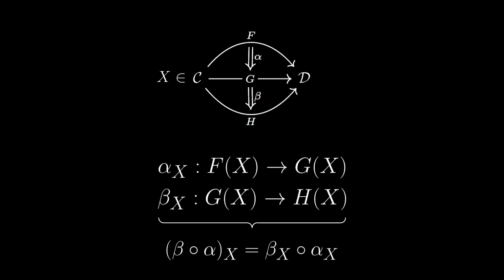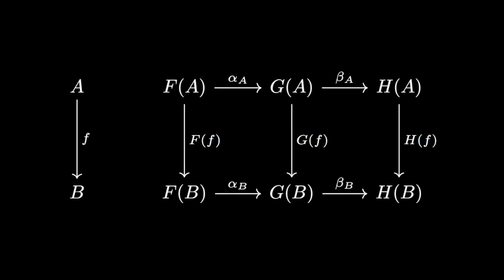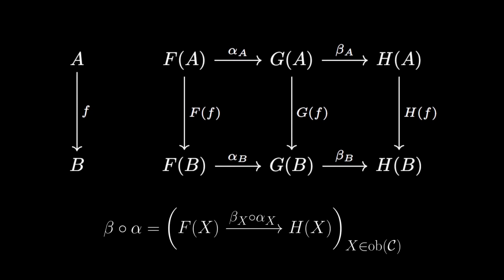We still need to show the naturality of this new composition transformation, but that's simple enough. We just glue two naturality diagrams together. Because alpha and beta are natural transformations, they individually satisfy the naturality requirement, so each square commutes individually, and hence the diagram as a whole also commutes. So this composition is natural as required. Putting the components together, we get this definition of the vertical composition.